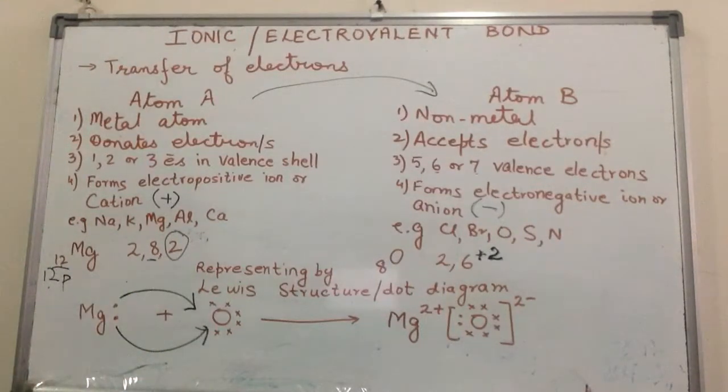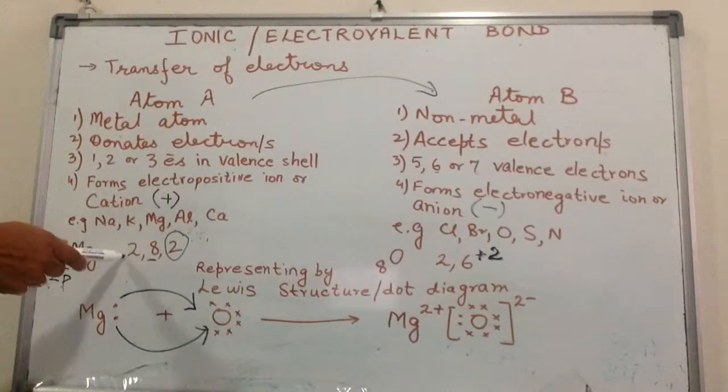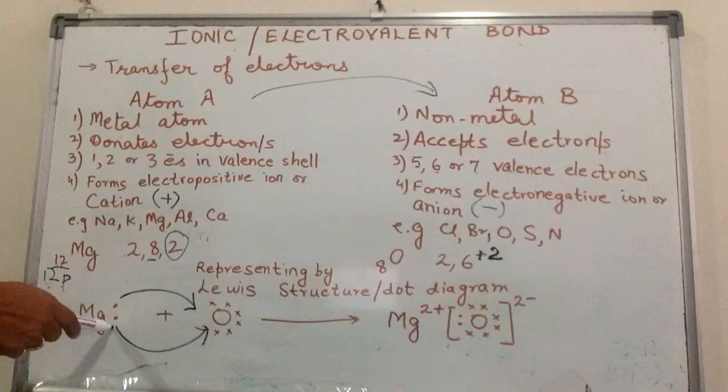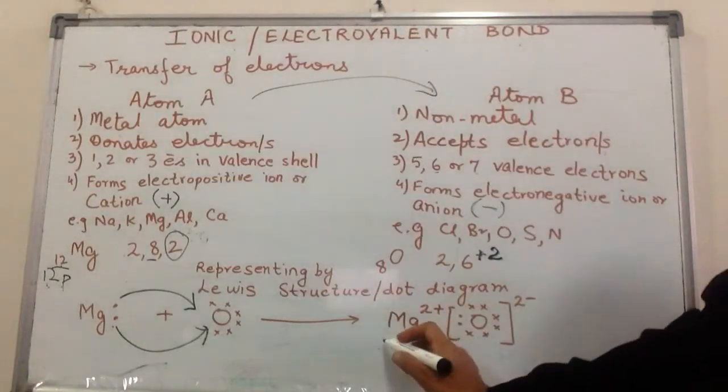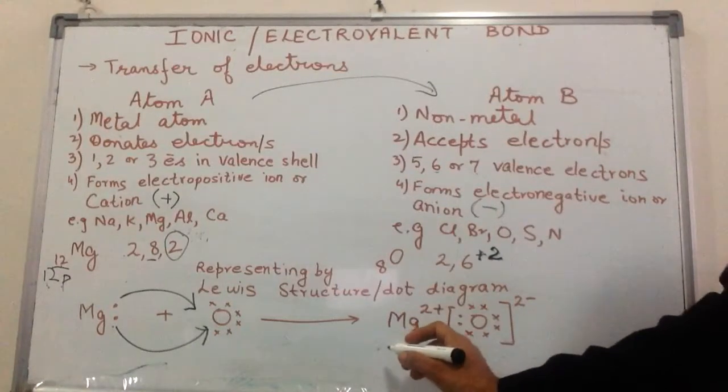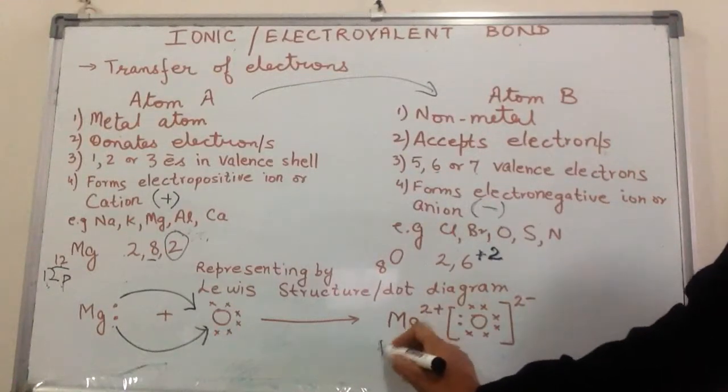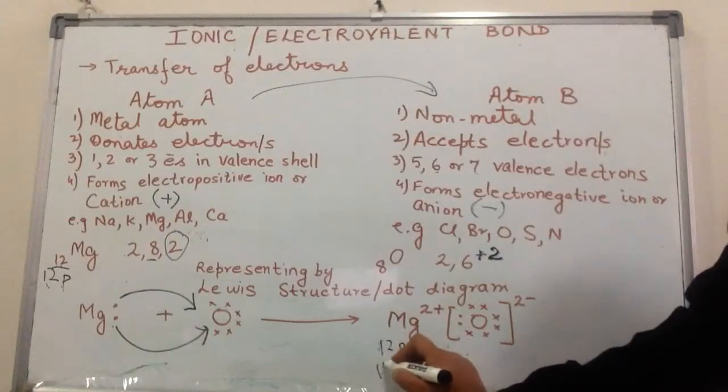In the process, it had 12 protons and 12 electrons. After it transfers 2 electrons to oxygen, it still has the 12 protons, but it is short by 2 electrons now. So this particular Mg ion has 12 protons, but only 10 electrons.